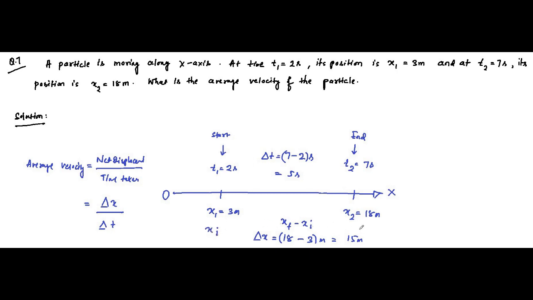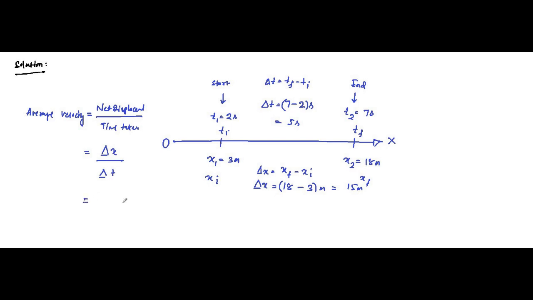This is the initial position, this is the final position. Similarly here, this is the final time, this is the initial time. It is delta t equals tf minus ti. Here it is delta x. So here average velocity is delta x, which is equal to 15 meters, delta t is equal to 5 seconds. So average velocity is simply equal to 3 meters per second. Okay, so this is the average velocity, 3 meters per second.